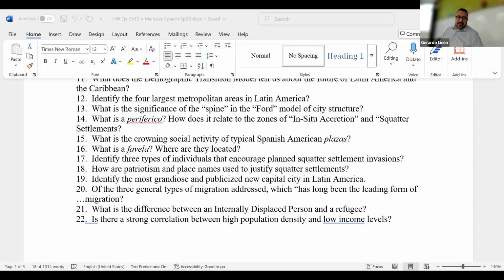More specifically, that tells us about the periférico. The second part of the question: how does it relate to the zone of in situ accretion and the zone of peripheral squatter settlements? It has to do with people being able to afford living in expensive places or not. Next to the spine is where the people with the most wealth live. Then after that, you could think of it as more like middle, in the zone of in situ accretion, kind of towards the outskirts of the city, but not beyond the periférico. And then beyond the periférico, that's where you have the outskirts of more squatter settlements. Good question.